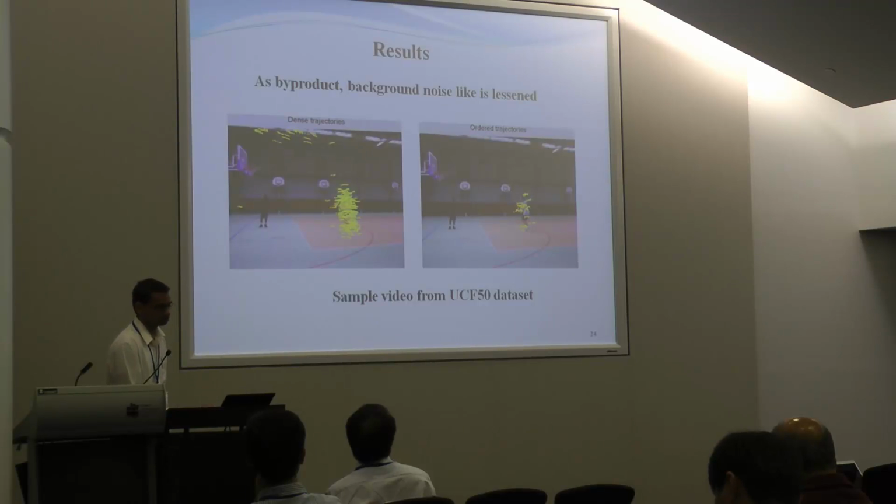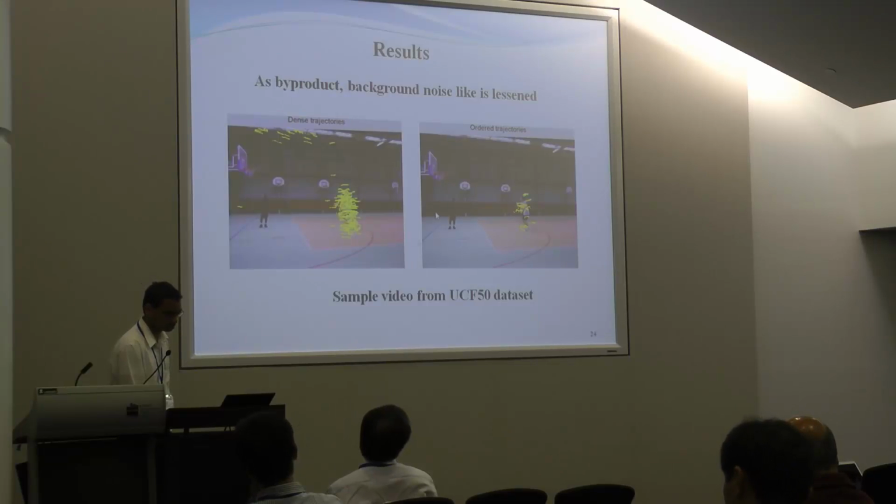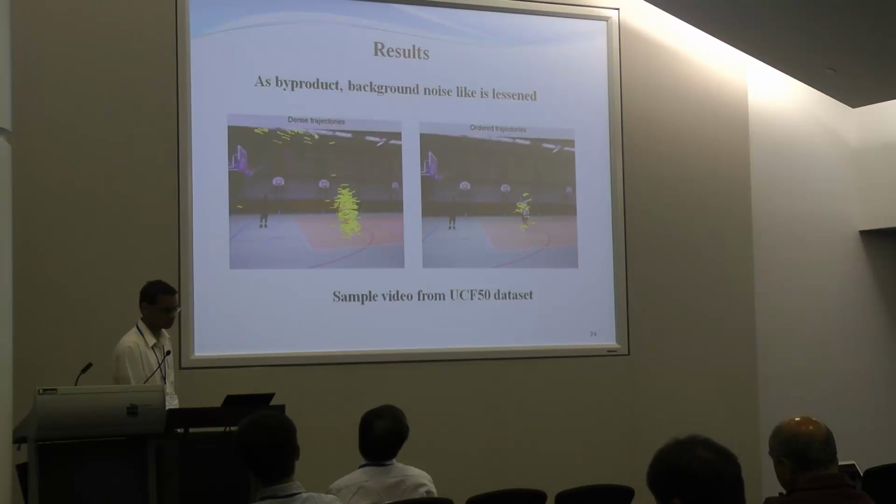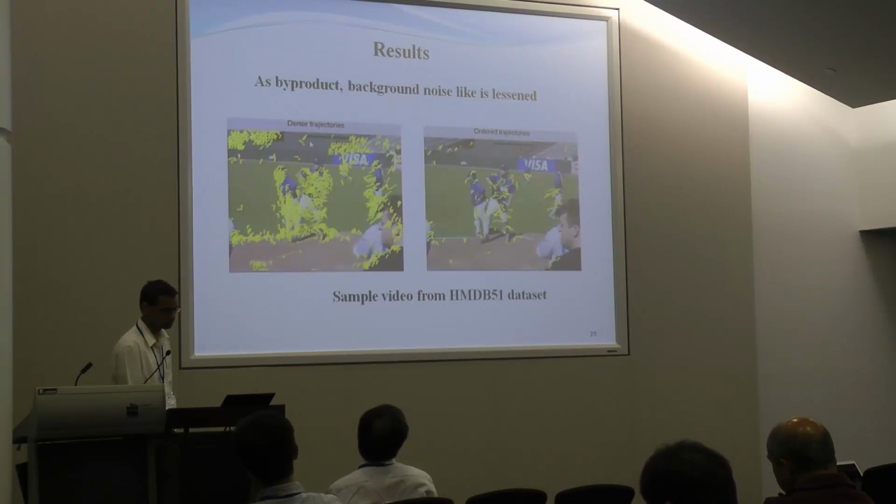So one of the byproducts of our results is that background noise is lessened because we are taking the trajectories which are of longer duration. Some of these things have degrees. For example, in one of these videos from UCF50, we can see that some of this background has disappeared. In another video from the HMDB51 dataset, some background noise is lessened.